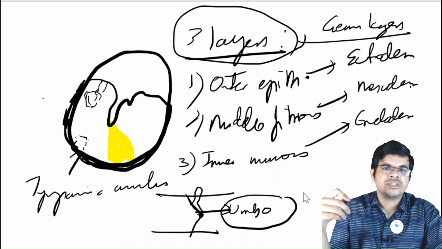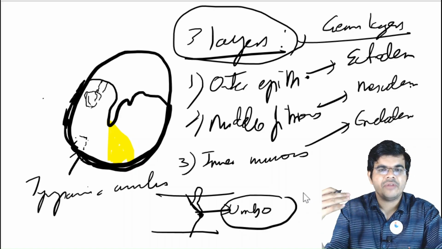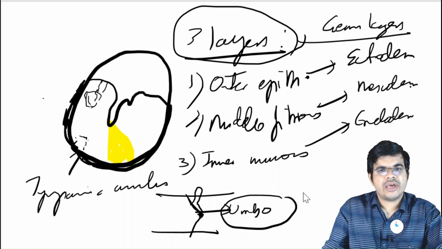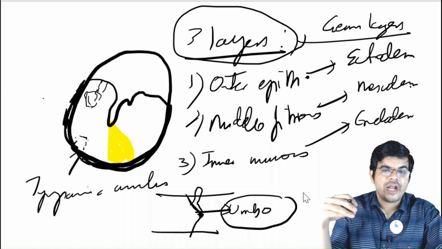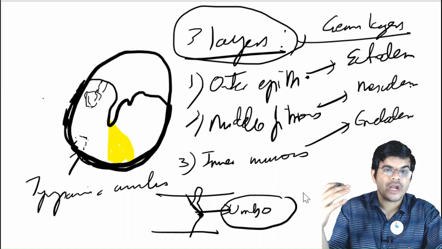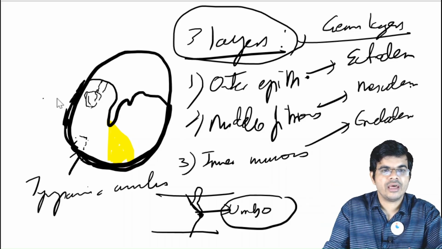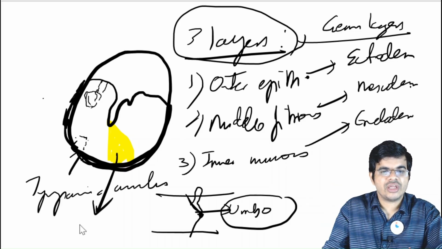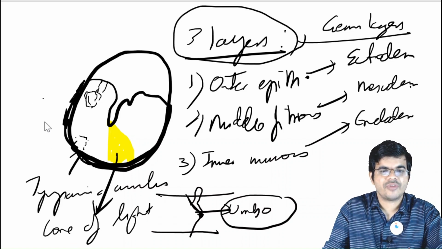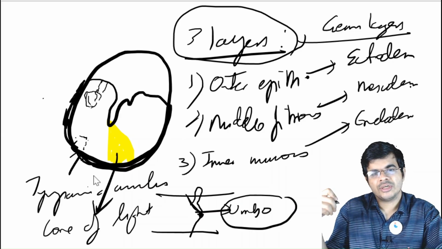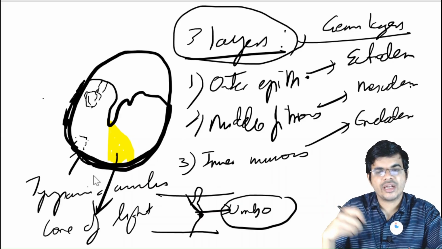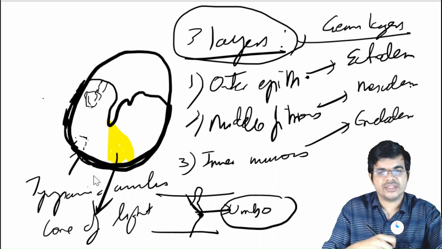Now because of this handle of malleus being tilted inward like this, there is a reflection. It's not a shadow, it's a reflection of light seen in the anterior-inferior quadrant, and that is what is called the cone of light. This is the cone of light that you see here. It is actually a reflection from the handle of malleus, because of the inclination of the handle of malleus.